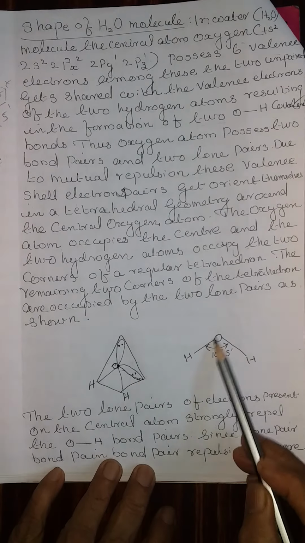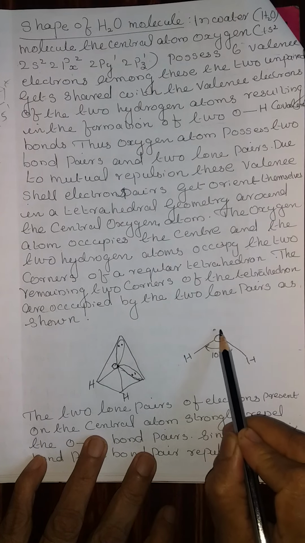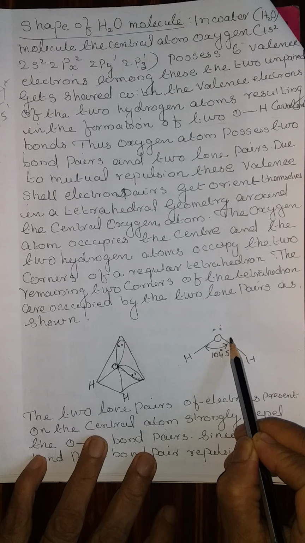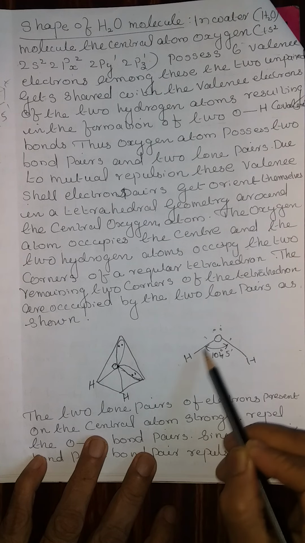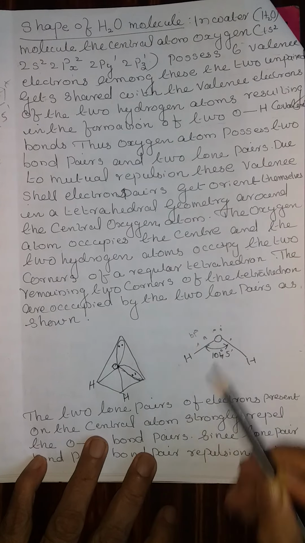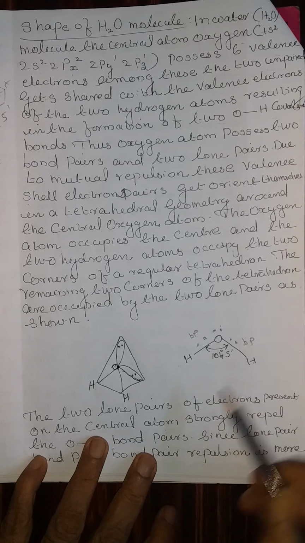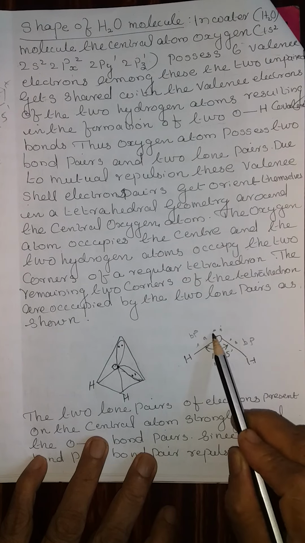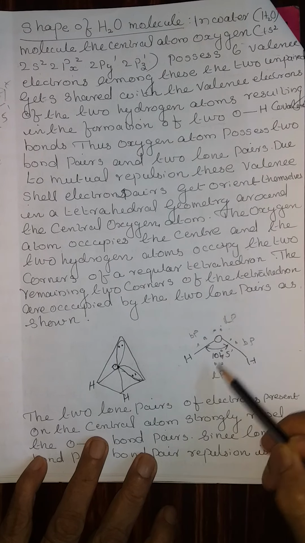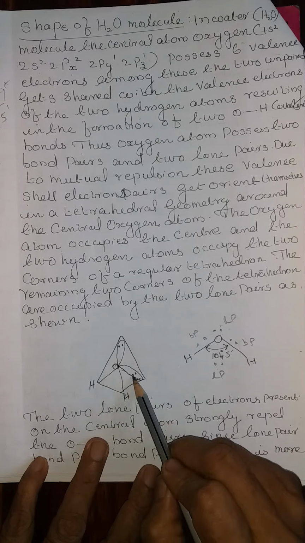That is, of the 6 electrons, 2 are used for bonding: one is used for the bond formation with one hydrogen, the bond pair, and another one is used with the other hydrogen, another bond pair. The other 4 electrons are lone pairs. These are lone pairs; they are not taking part in the bonding.